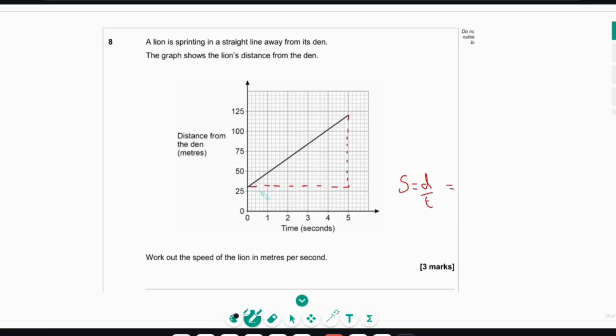Total distance, that's 30, 120. 120 take away 30 is 90, over the time, which is 5 seconds. 90 divided by 5 is 18 metres per second.